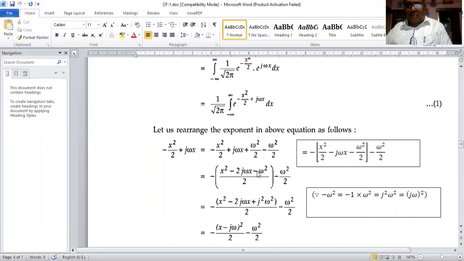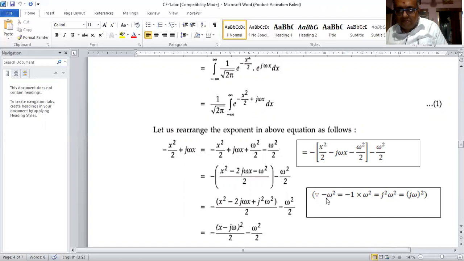Now please recall from complex variables that minus omega squared can be written as minus 1 into omega squared. Minus 1 is nothing but j squared. So that's why I can write j squared omega squared. Now combine this j and omega under a single power of 2. So j squared omega squared can be written as j omega the whole squared. So that's what I have done.